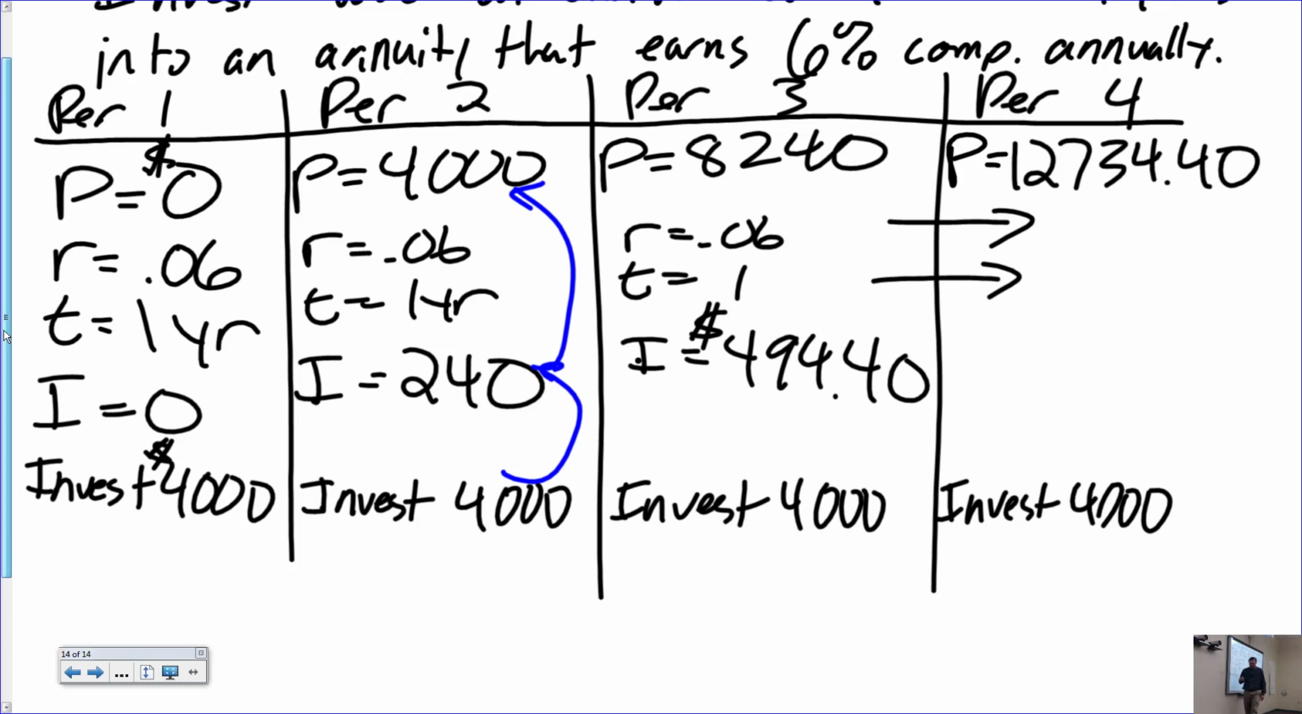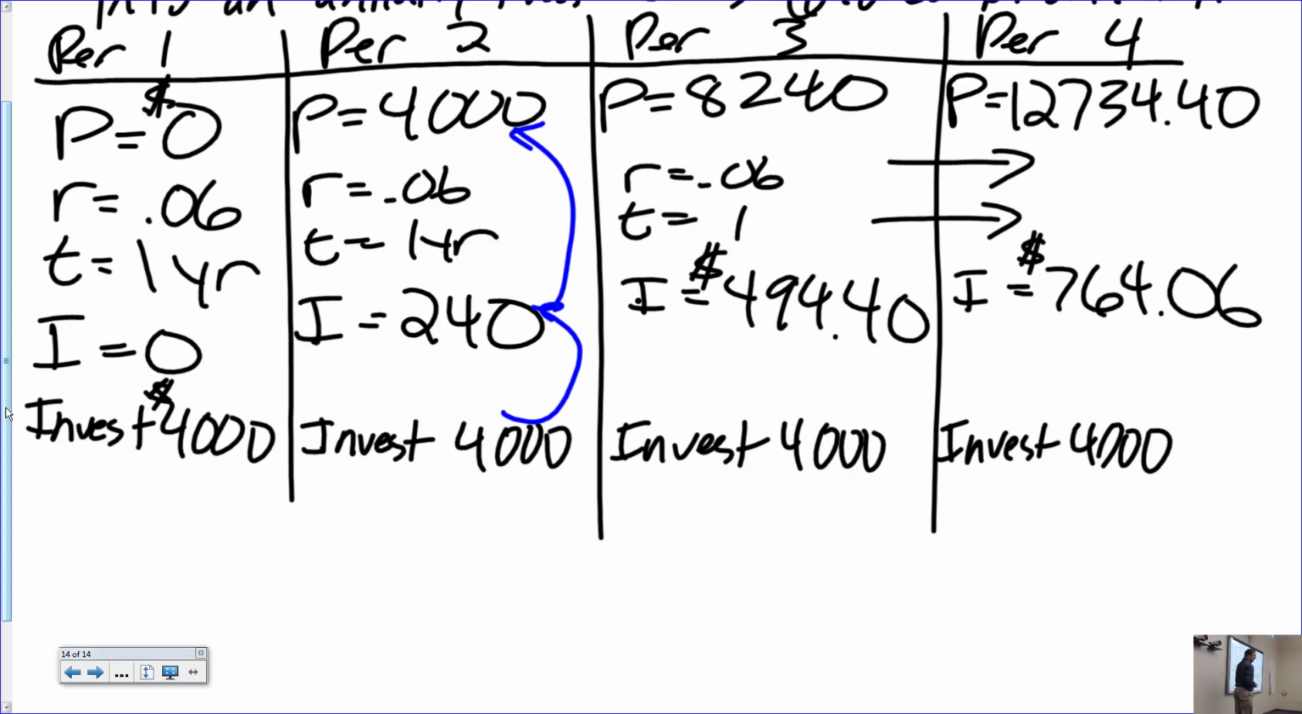Rate and time stay the same. Interest? 764.06. Don't forget, what do you do at the end of that year? That's 4,000. Don't forget to tack on another $4,000. So what's my final future value for this account?